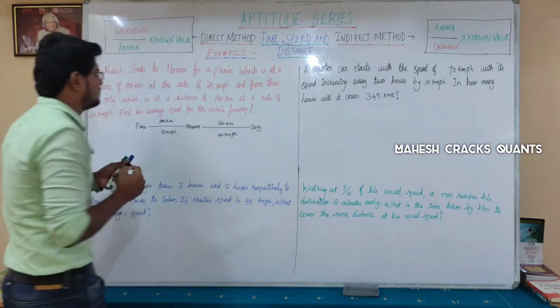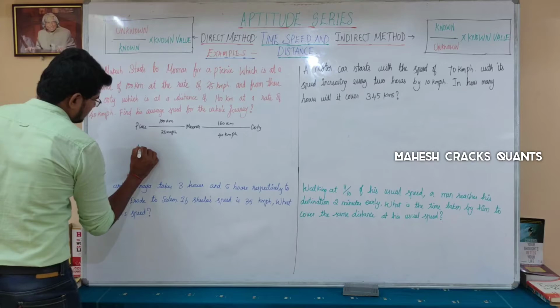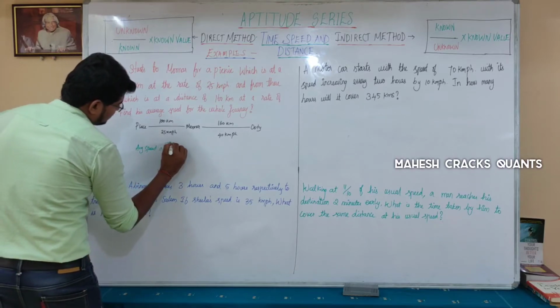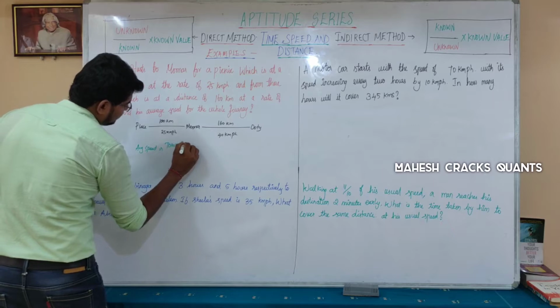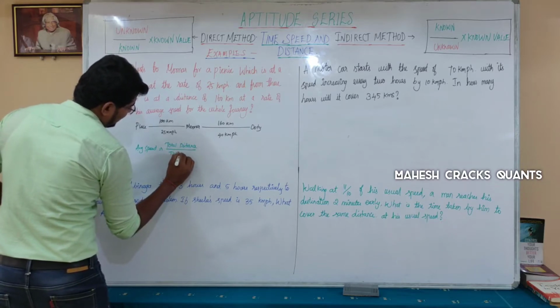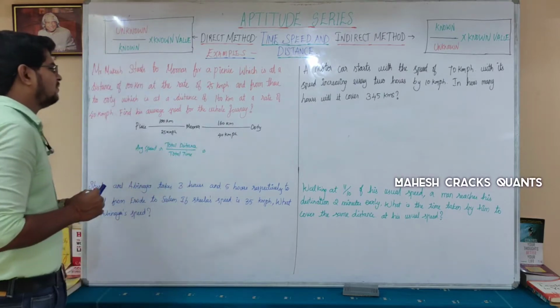So I know the average speed is equal to... What is the average speed formula? Average speed is total distance divided by total time taken. Am I right? Yeah. Here we have the total distance.